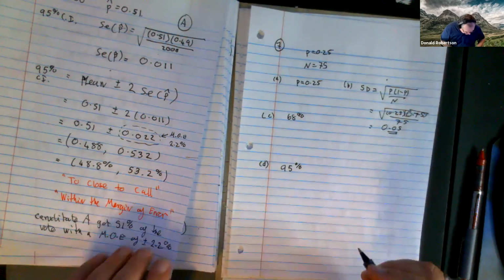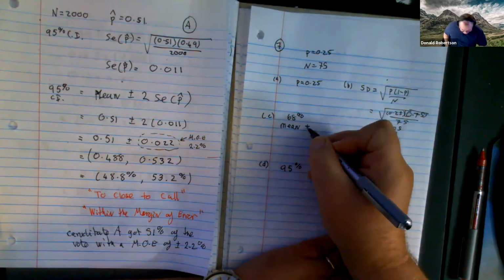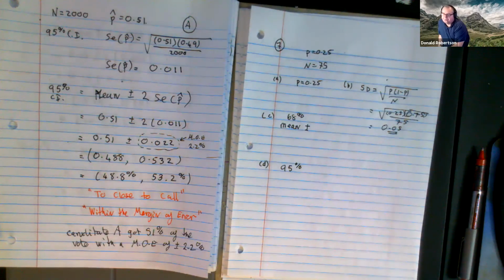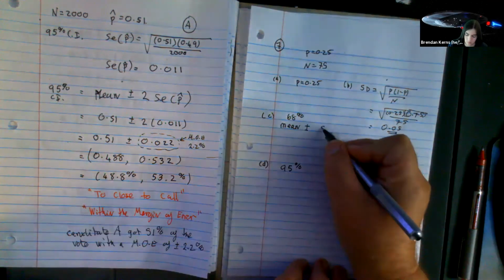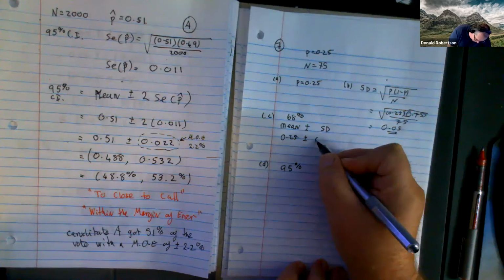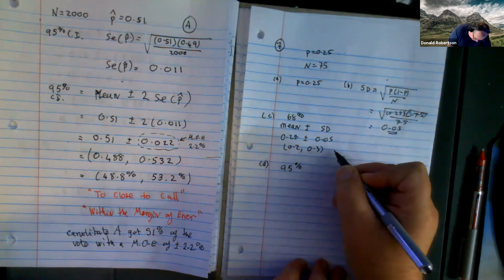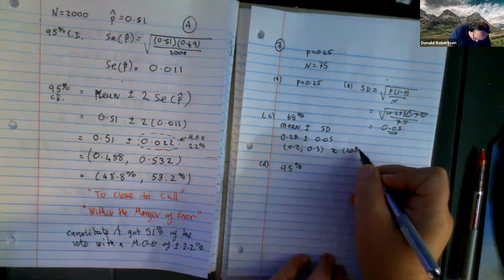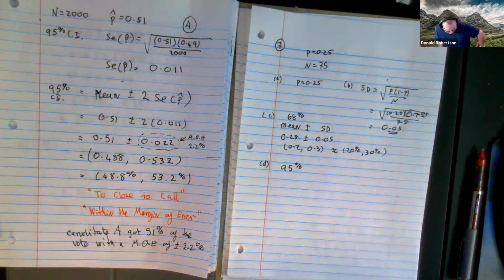Right, now 68% confidence interval is going to be the mean plus or minus how many standard deviations? 68%. How many plus or minus standard deviations? 1. Just one. So it's going to be 0.25, give or take 0.05. How about 0.2 to 0.3? Or, as I like percentages, 20 to 30%. So evidently 20 to 30% of women believe in love at first sight. Okay.